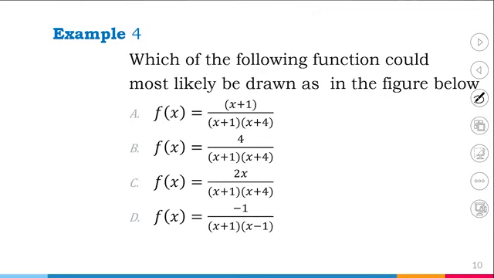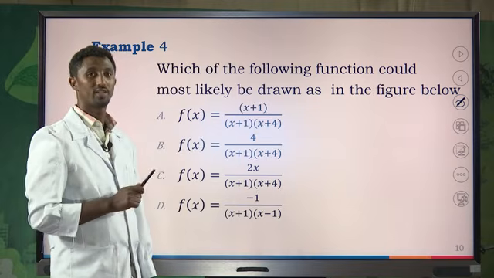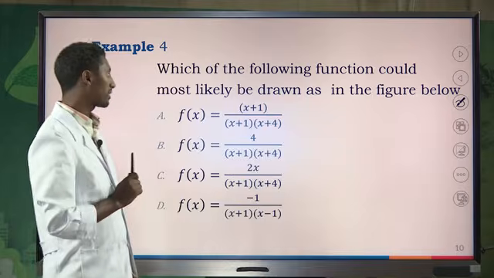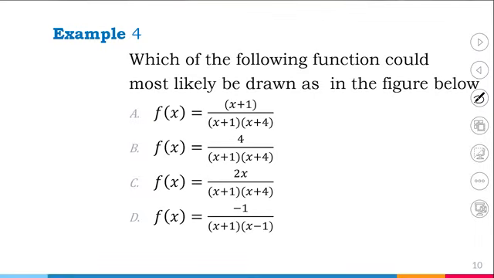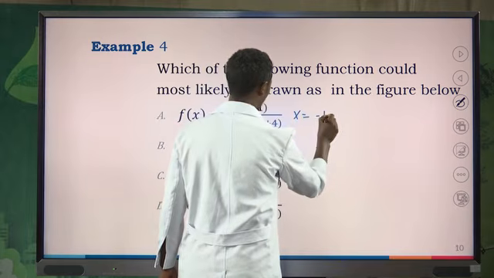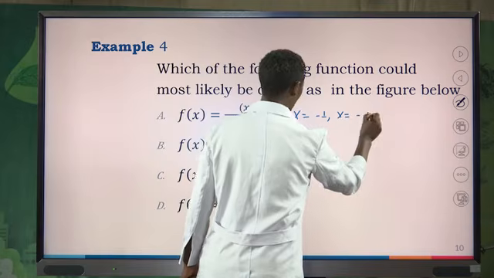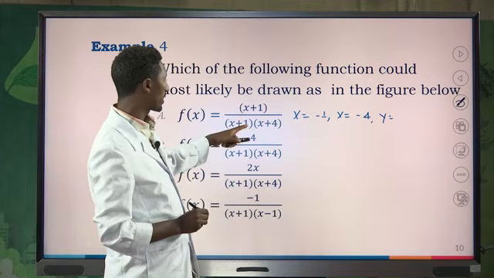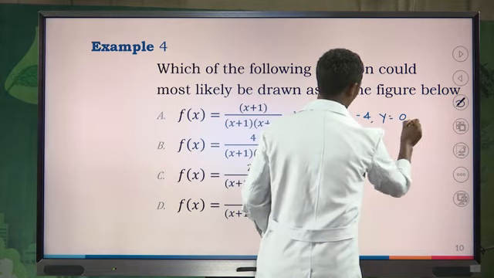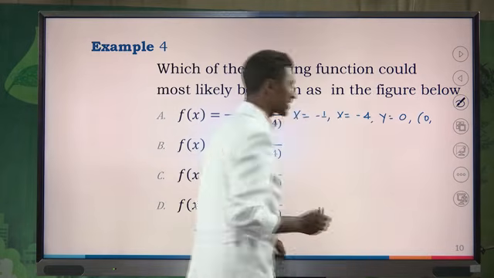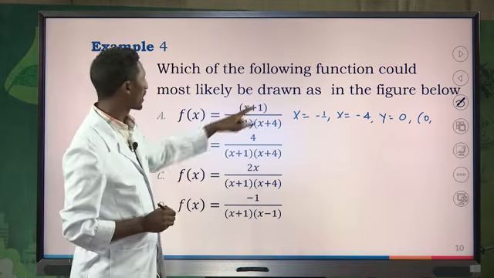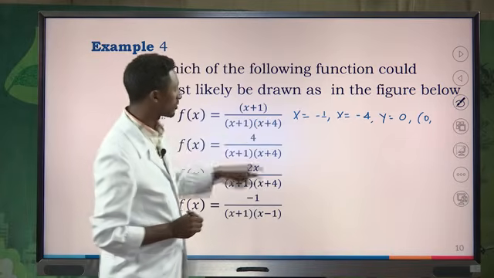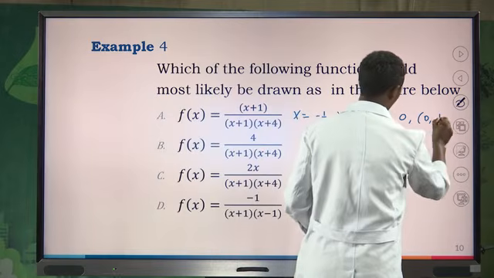Now, for the above graph, from these choices, we'll try to identify which one will represent the graph. Here, x equals minus 1 and x equals minus 4 are vertical asymptotes. And also, the horizontal asymptote is y equals 0 because the degree is 1 over degree 2. And what is the y-intercept at x equals 0? 1 over 1 times 4. So it's 1 over 4.